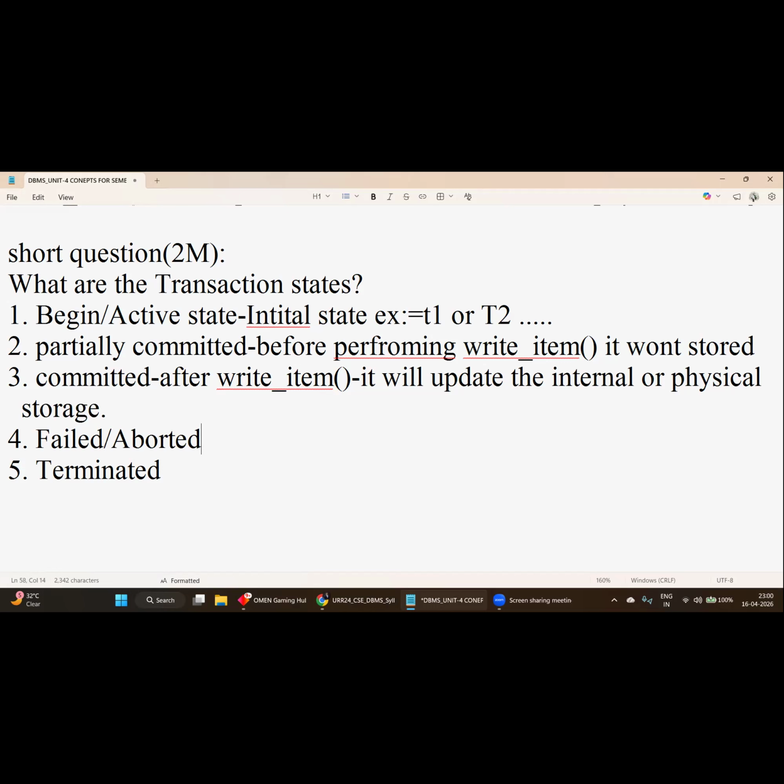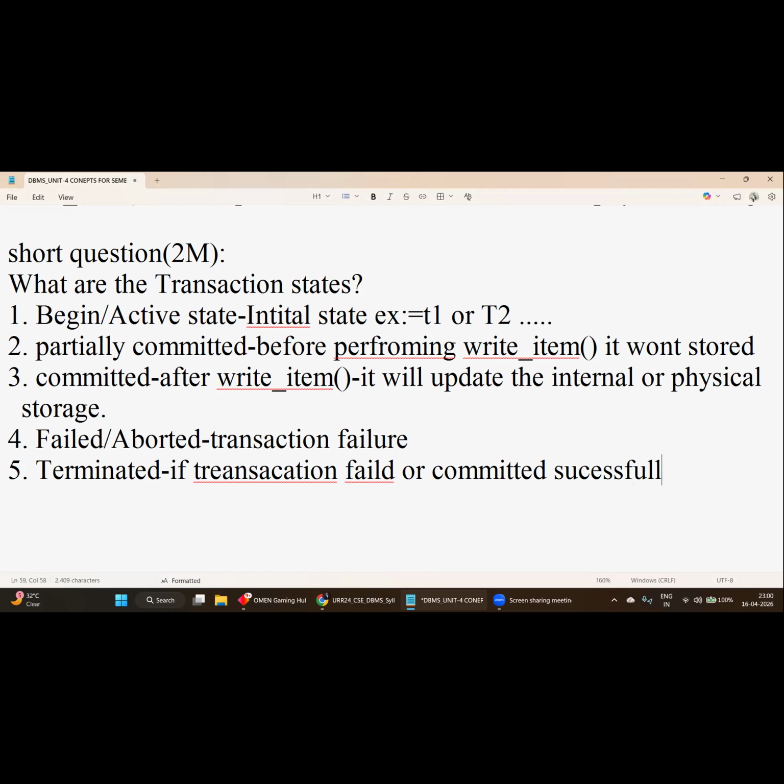Okay. Next. Failed or aborted means we clearly know that it is a transaction failure. Next, terminated means if a transaction failed or committed successfully, in both the cases termination happens. Okay, then the database access is closed. Once terminated, okay, this is about the transaction states.